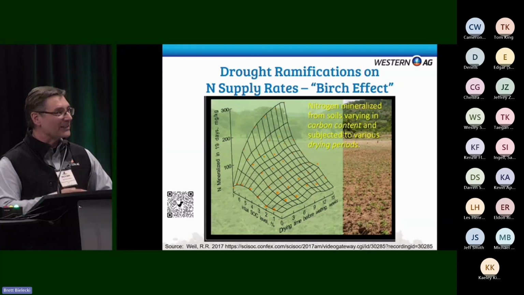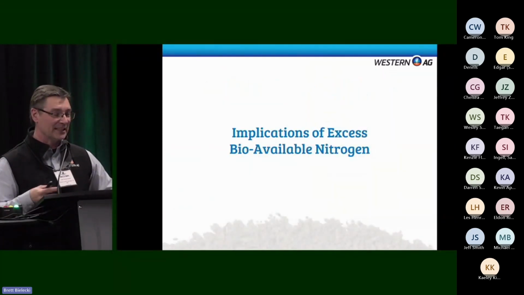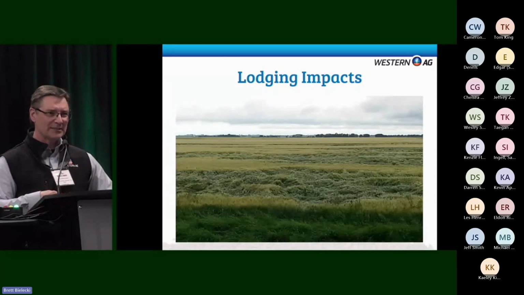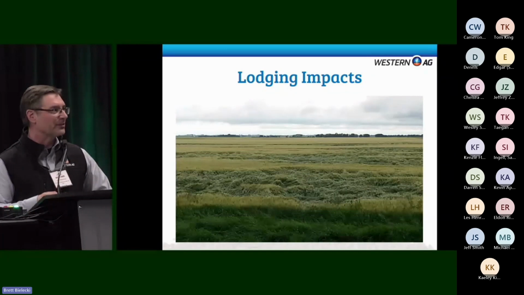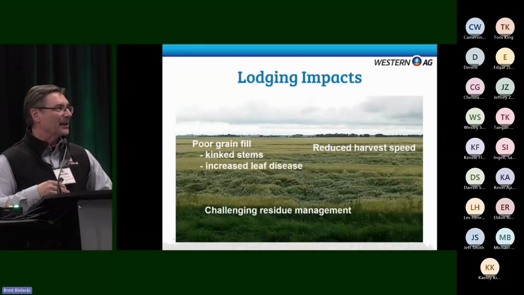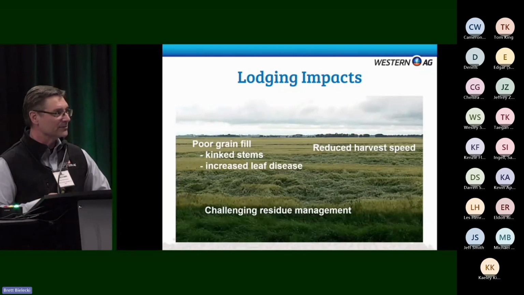Not accounting for this nitrogen that would come into the environment can have some implications. And so what are those implications of excess bioavailable nitrogen? Well, something that isn't talked about as much anymore because our varieties have evolved, semi-dwarf characteristics, particularly in our cereals. We can have poor grain fill for a couple of different reasons. We have reduced harvest speed and challenging residue management because of excess nitrogen.